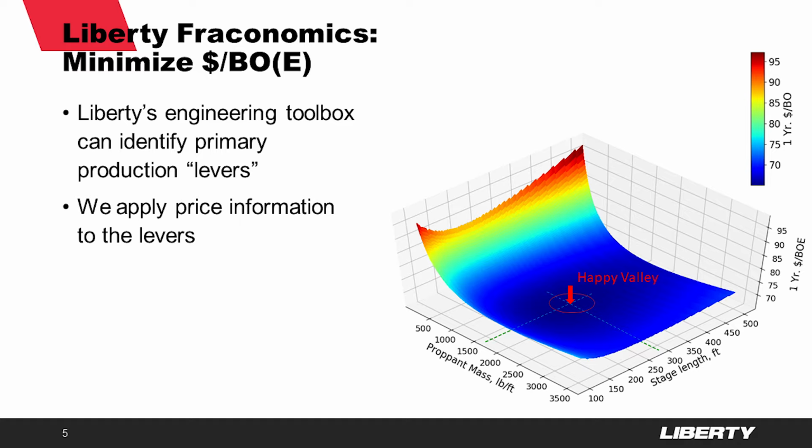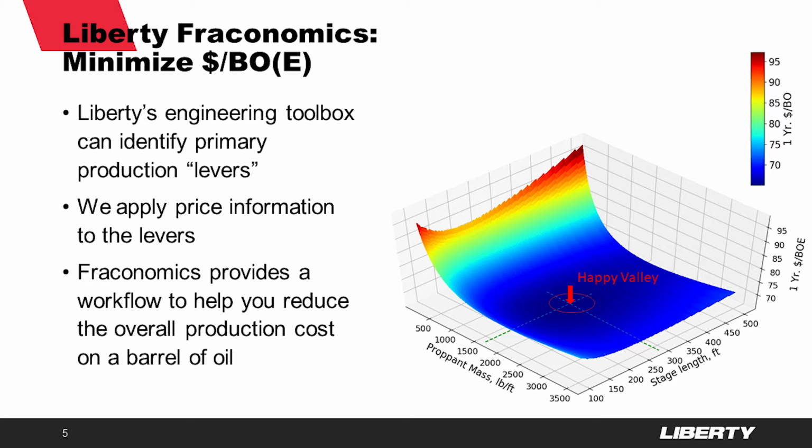So Liberty's engineering toolbox can help you identify primary production levers. Then we can add to these levers how prices are changing as a function of them. And then Fraconomics provides a workflow to help you reduce the overall production cost on a per barrel of oil basis. Now this is a service that Liberty can provide for free for customers.